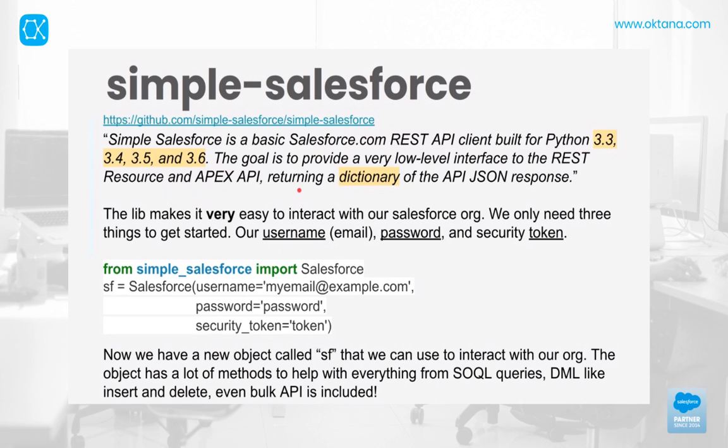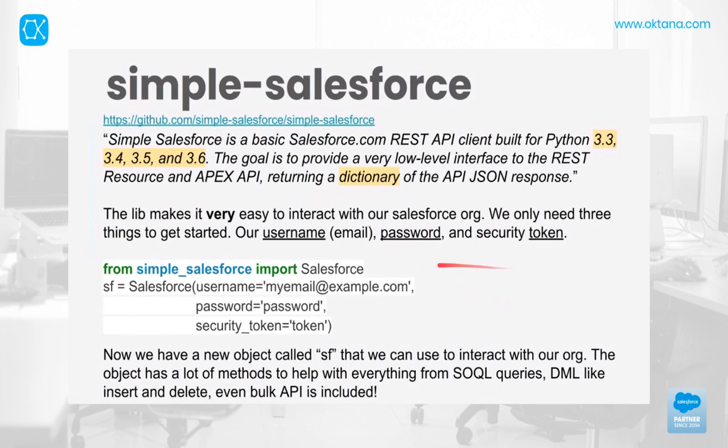And it does provide an interface to the REST resources in the Apex API. And something recent, it also gives us access to the bulk API, and we'll be demonstrating that as well. And it's returning a dictionary as a JSON response. Now, this is also really nice because when we interact with our org using Python, it's going to return us native Python data types that we can work with. And we won't need to worry about converting the JSON or anything into a Python data type. That's done for us. Makes it really easy to interact with our org.